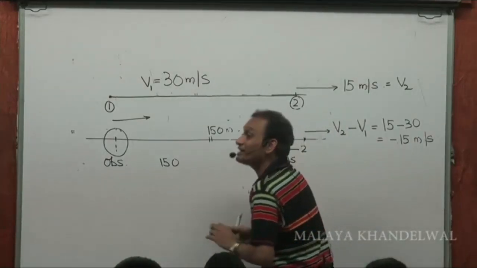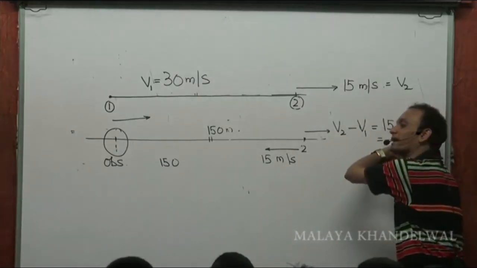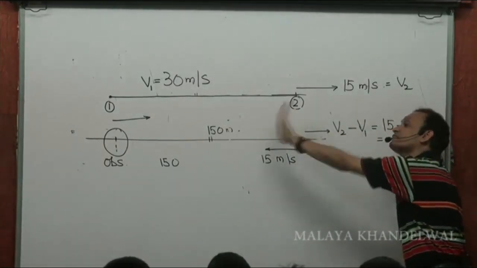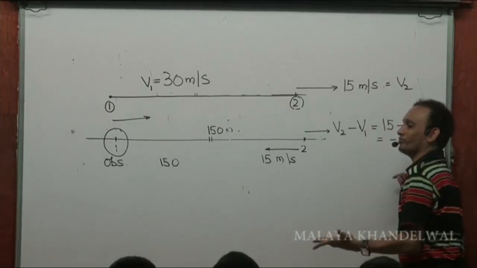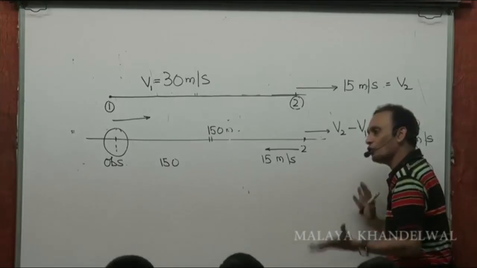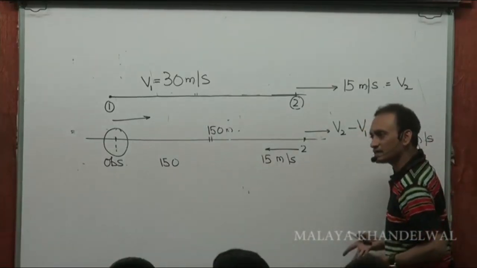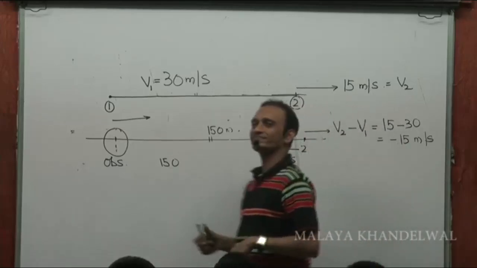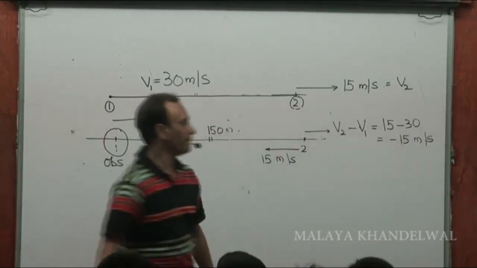No, it's 15 relative. See, this is V2 minus V1, which is minus 15 to the right, which is the same as 15 to the left. It is 15 to the left now. So then for this separation to reduce to 0, it will still be 150 by 15 only, which is 10 seconds. So far so good, right?